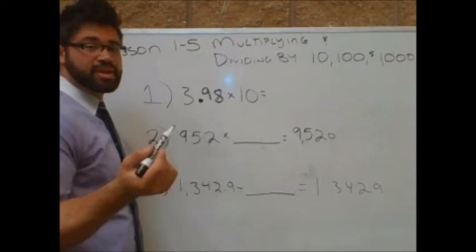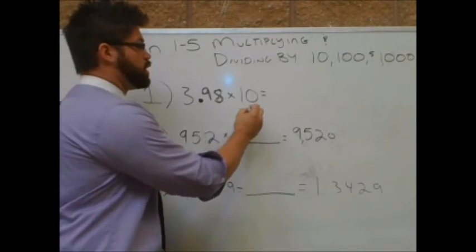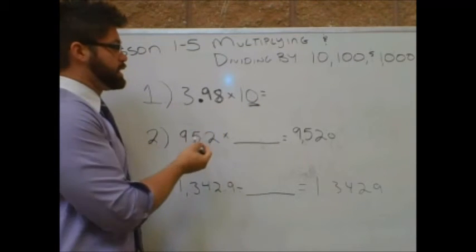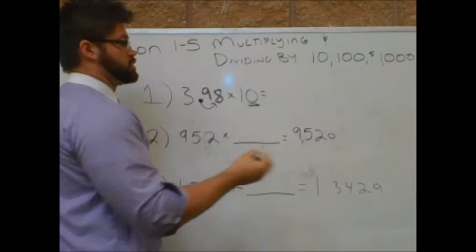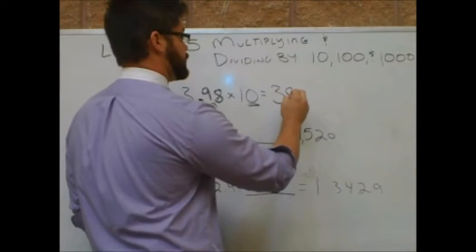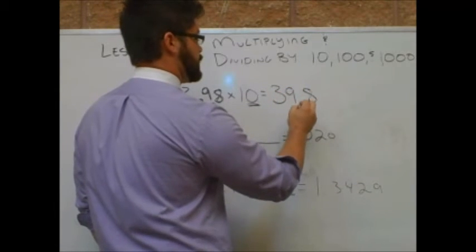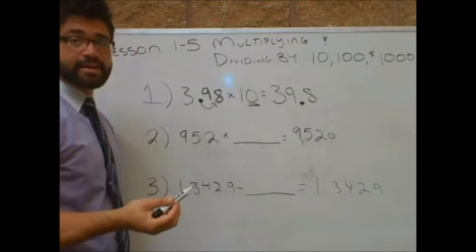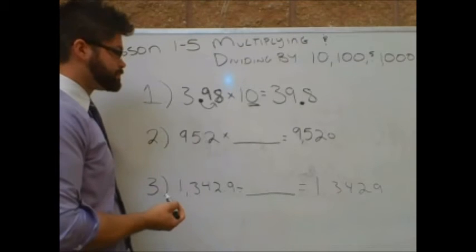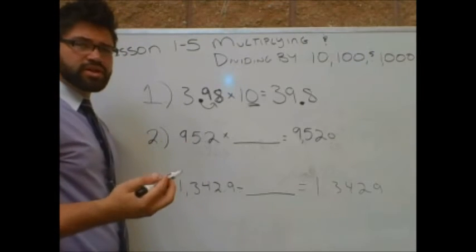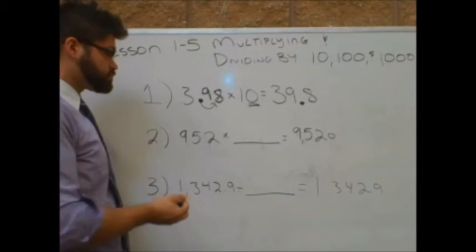Well, again, we're just going to use the same thing that we've been practicing. There's 1 zero in 10, and we're multiplying, so our decimal goes one place to the right. So our answer is going to be 39.8. So we went 1 to the right because we had 1 zero in 10. Problem 2 is going to cause us to think outside the box a little bit.